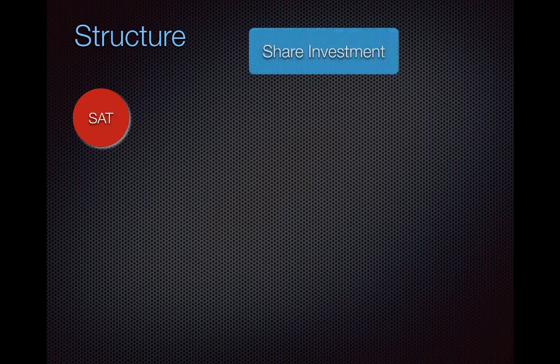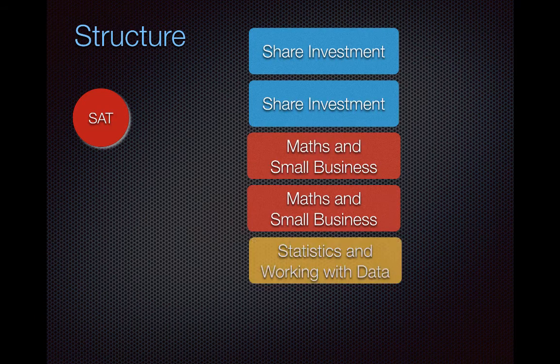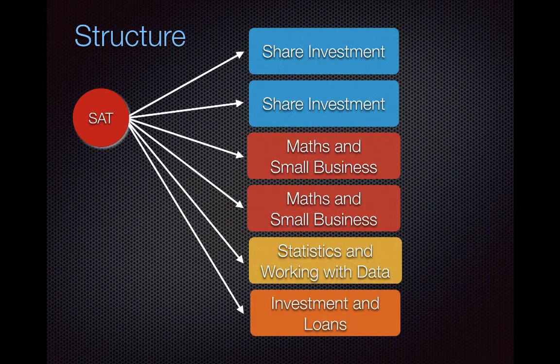So when we break that down a bit further, in the SATs or the tests, we have 2 from share investments, 2 from maths and small business, 1 from stats and working with data, and 1 from investments and loans. So the 2 topics that have an exam in them have 1 less test. So that all up, that means for you there are 6 tests for the whole year.